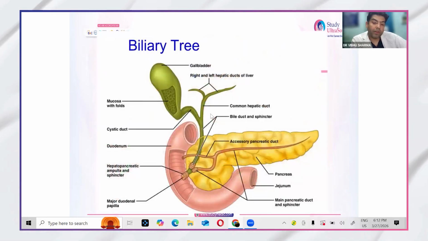So this is the biliary tree. This is the normal anatomy. You can see the accessory duct is above the main pancreatic duct, and this is opening into the hepatopancreatic ampulla, which is again opening into the second part of duodenum.